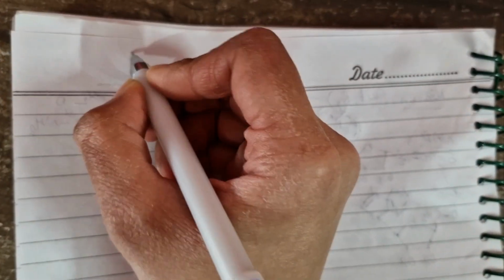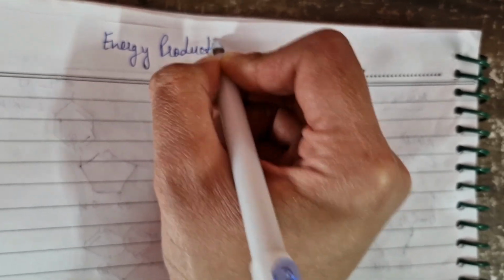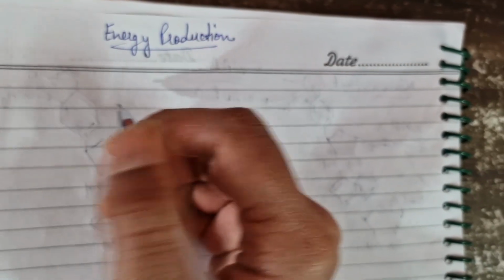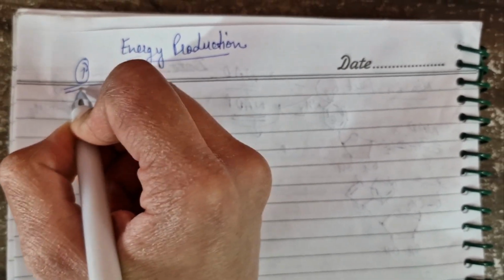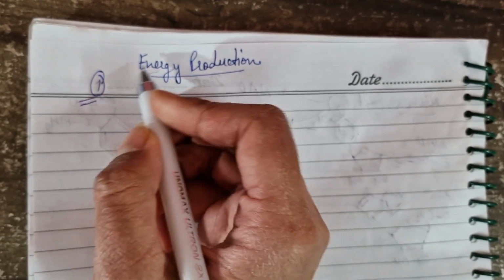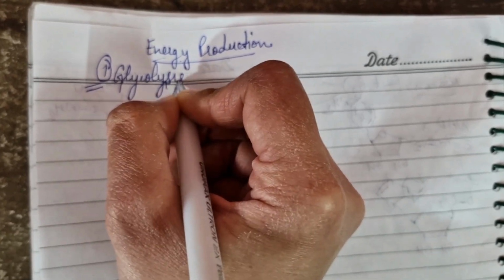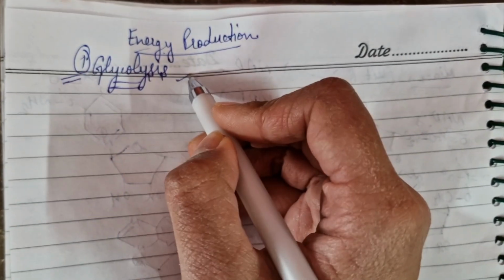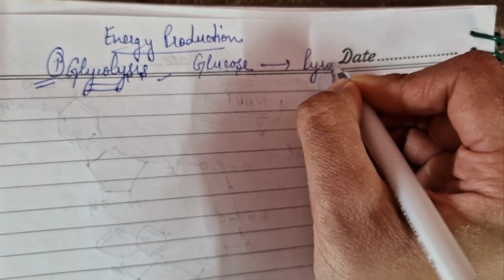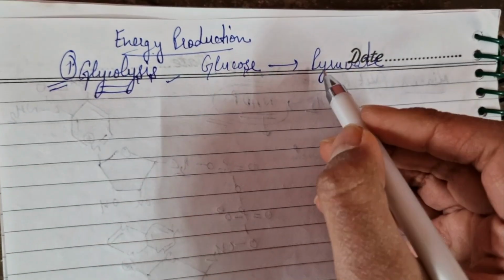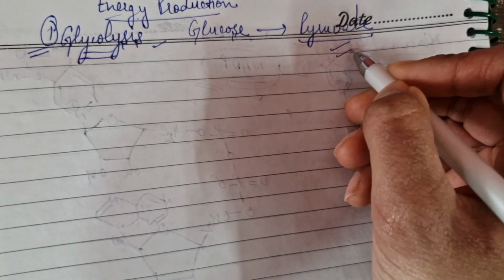Now we will study the energy production in living organisms. So first of all, we will study the first step for energy production, which is known as glycolysis. In this particular process, glucose gets converted into pyruvate in a sequential manner under the influence of different kinds of enzymes.